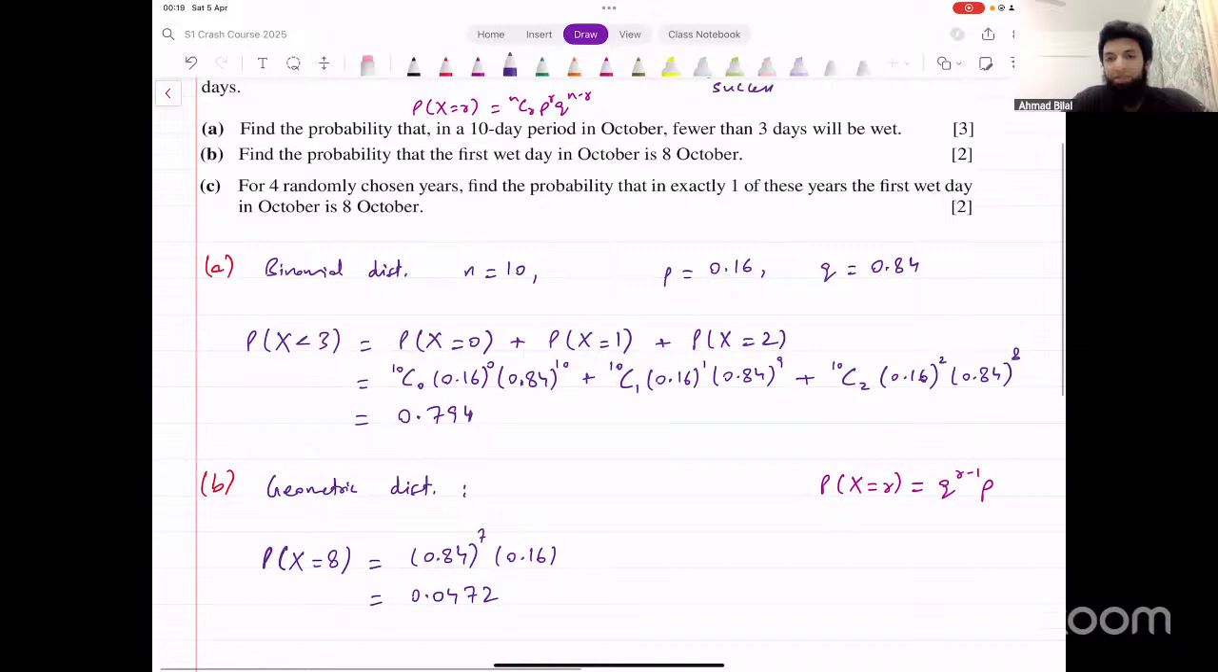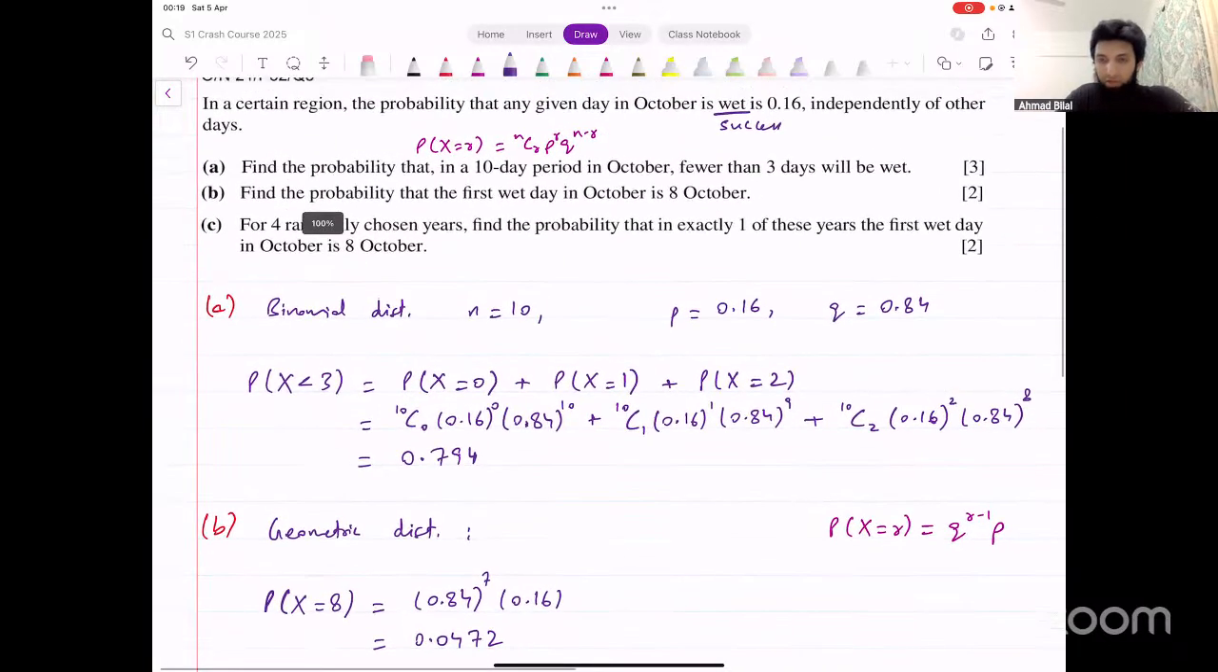The second part was geometric. The first part was binomial. That's all that we had to do here.